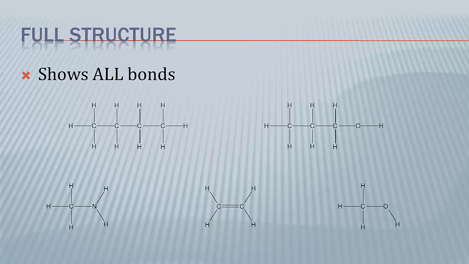Sometimes molecules have a double bond in them. This molecule here has 4 carbons and 8 hydrogens, and it shows a double bond between 2 carbon atoms. And this molecule here is methanol with 1 carbon, 4 hydrogens and 1 oxygen, and they're bonded in this arrangement here. So a full structure shows all the atoms and all the bonds present in that molecule.